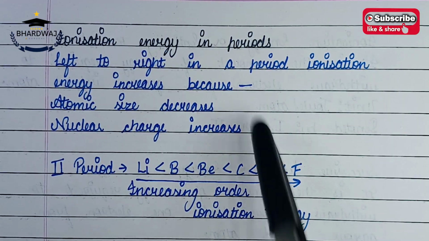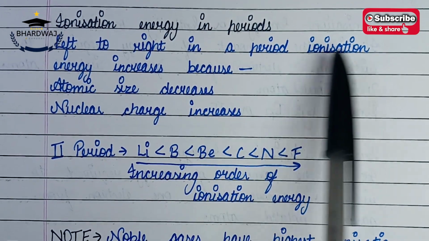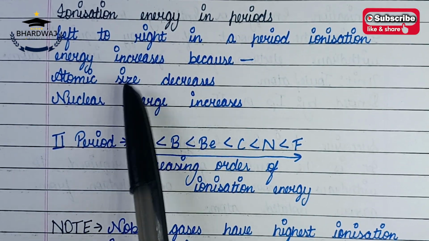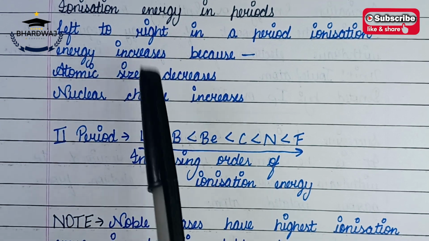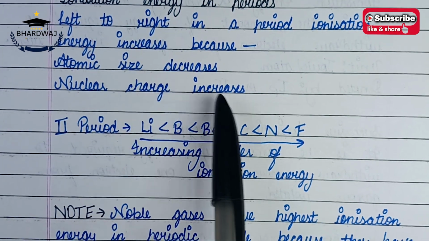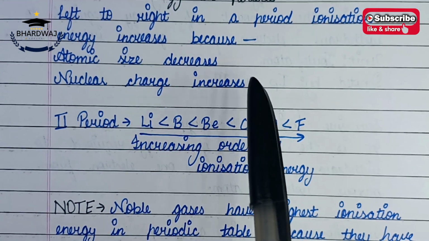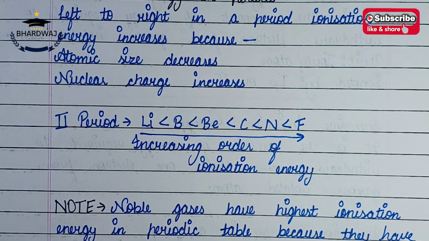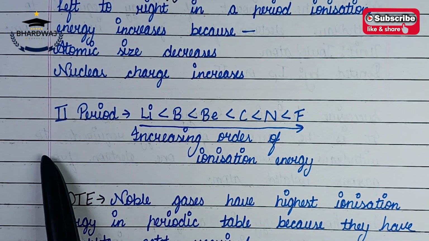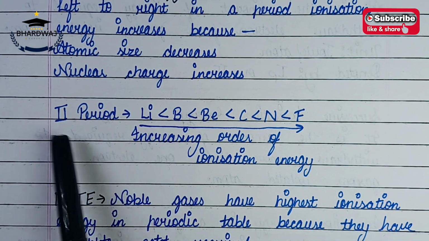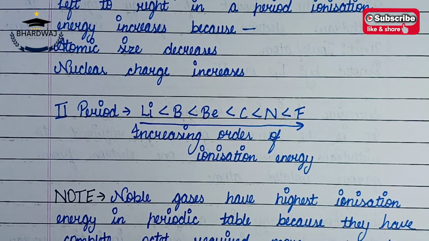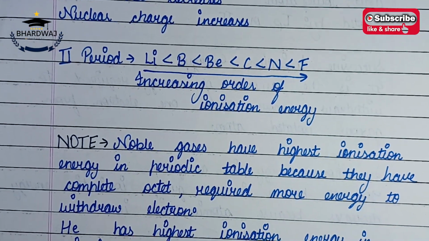Ionization energy in periods. Left to right in a period, ionization energy increases because atomic size decreases and nuclear charge increases. So in a group it always decreases and in the period it always increases. So here's the increasing order of ionization energy in period 2. So now let's talk about some important points.